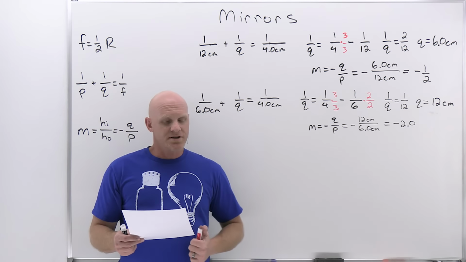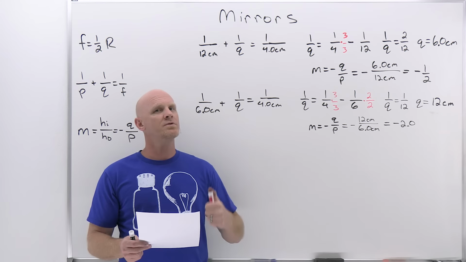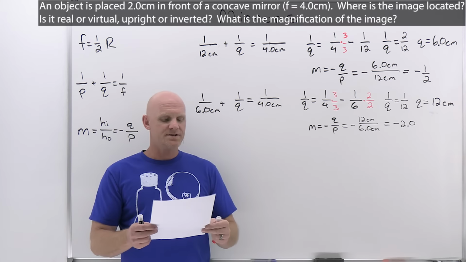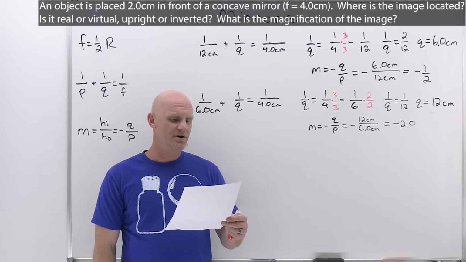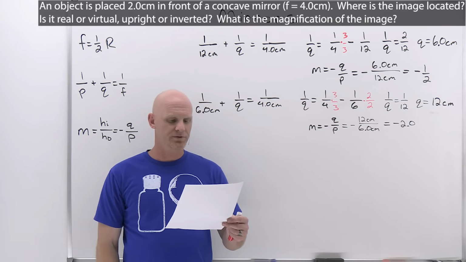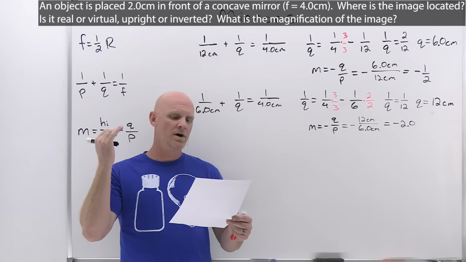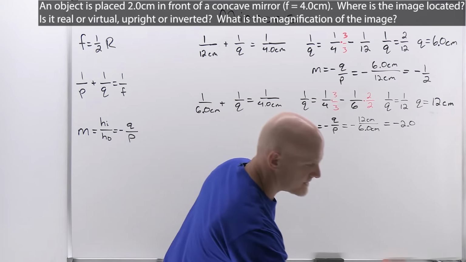All right, third question is going to be really similar to the last two, but we're going to move it in a little bit closer, and this time it's going to be within the focal distance. Question says, an object is placed 2.0 centimeters in front of a concave mirror. Focal distance equals 4.0 centimeters. Where is the image located? Is it real or virtual, upright or inverted? What is the magnification of the image?